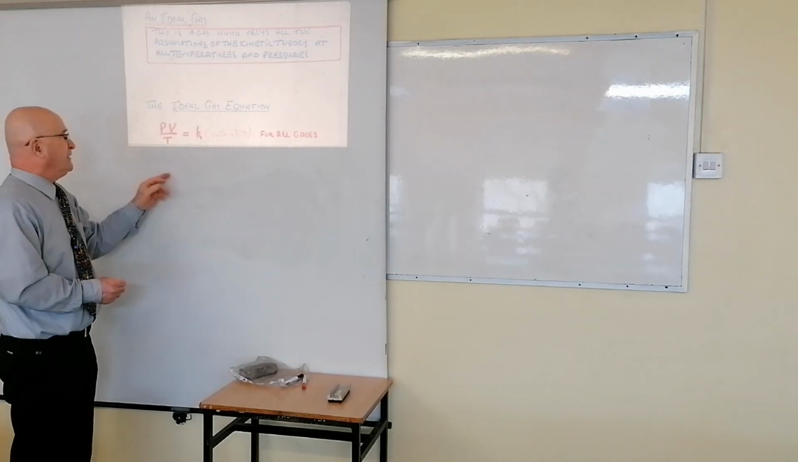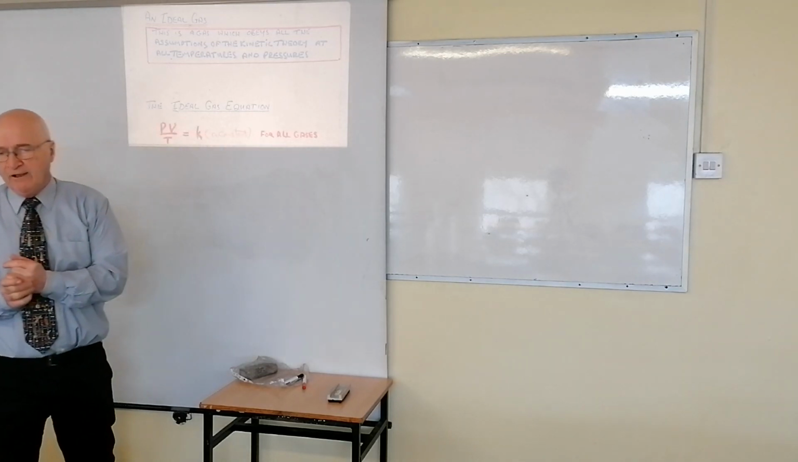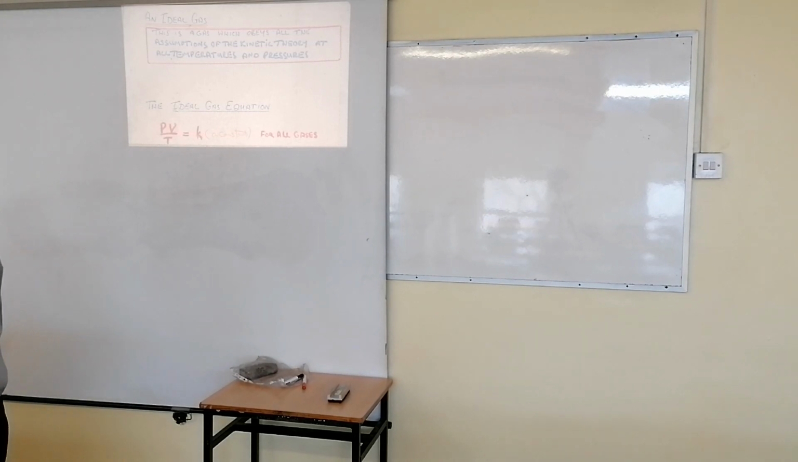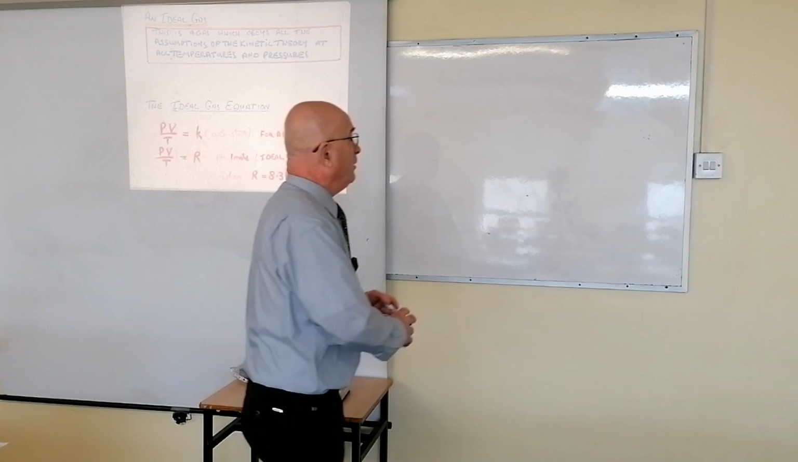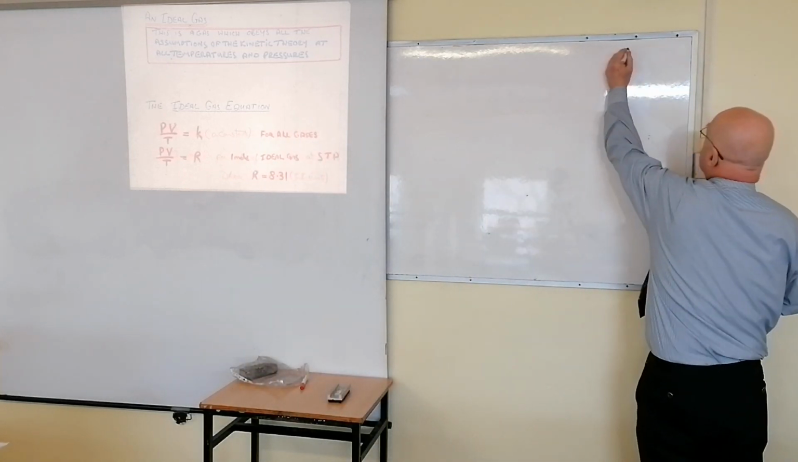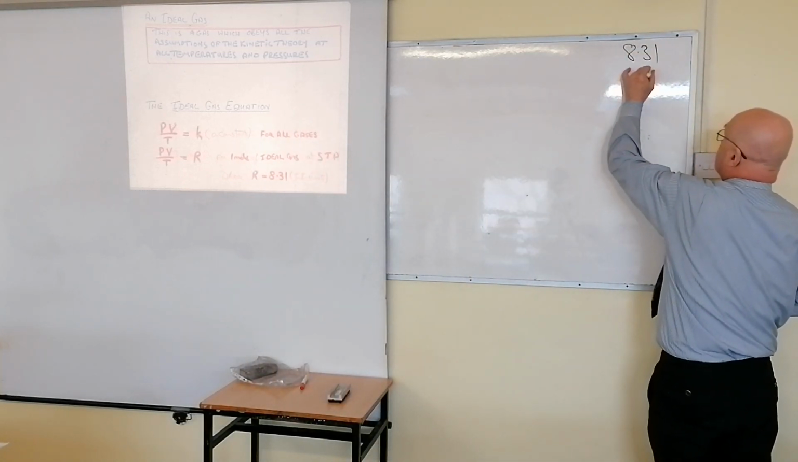And that's what this is about here. PV over T is a constant for all gases, right? If you happen to be dealing with an ideal gas, then the constant is a very specific value. I'll write it up here in the corner of the board. It's 8.31, and I'm just going to write metric next to it.